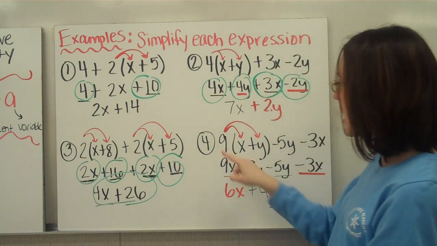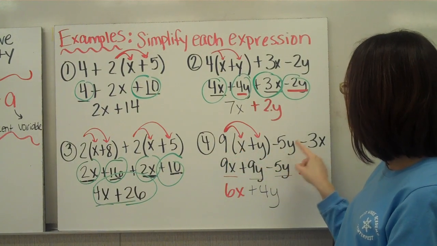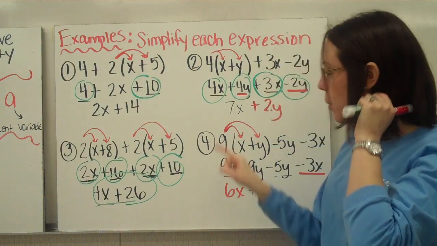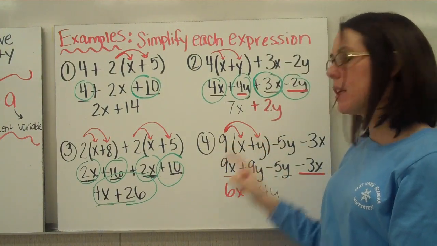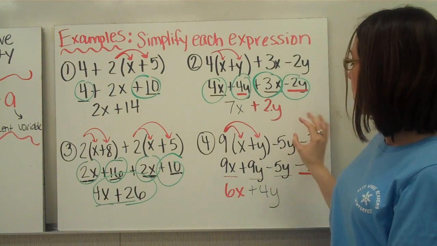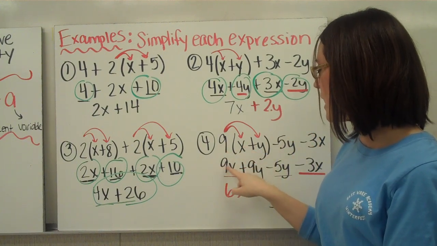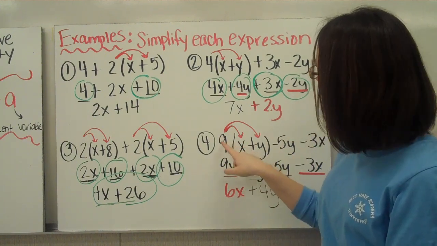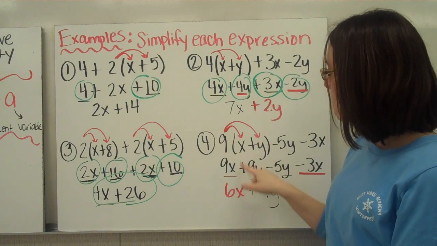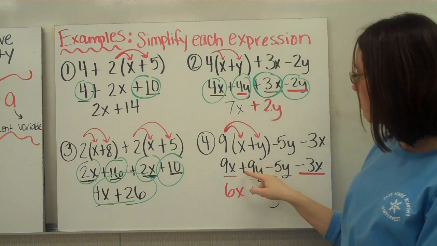Last example. 9 times the quantity x plus y, minus 5y minus 3x. Here we're going to be using the distributive property. You only distribute the 9 to the x and y. Why don't we distribute it to the 5y and 3x? Because those are not in parentheses. 9 times x is 9x. 9 times y is 9y. Make sure you put your addition symbol in between those.